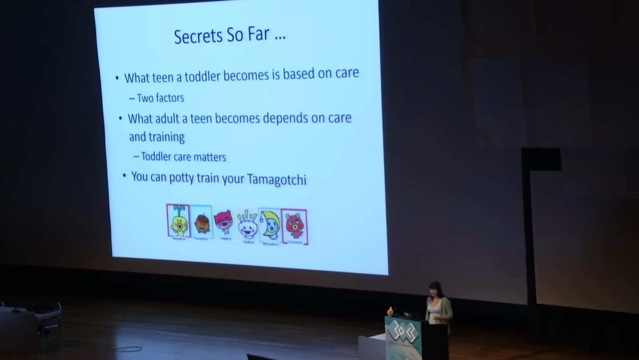Also, what adult a teen becomes depends on these same factors, but there's also a third factor, which is how well disciplined your Tamagotchi is. And also I found that toddler care matters in what adult your teen becomes. Basically, if you take great care of your toddler, you don't have to take such good care of your teen for it to become a great adult. But if you've neglected your toddler, you've got a lot of catching up to do if you want to get the great adult Tamagotchi.